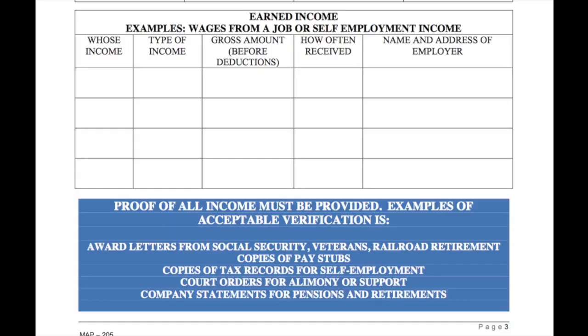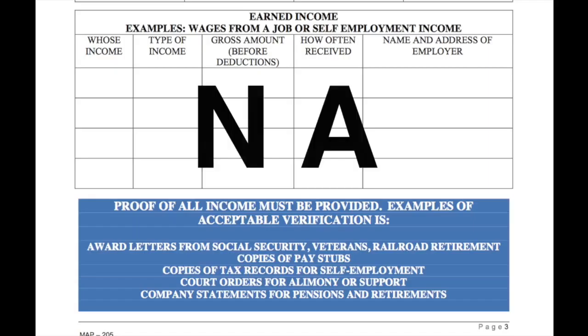If they do not receive earned income, for instance, then you can go ahead and put NA or put a slash through it. An empty or blank information square can be perceived by the processing organization that there should be something there, but you just don't know the facts. If there is nothing to list, it is always good to mark it out or just note NA in that section.